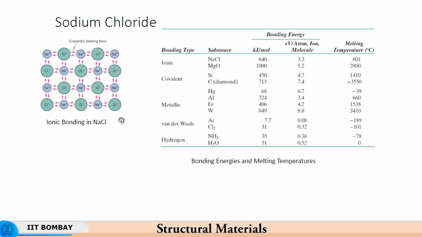Hydrogen bonds are typically involved where hydrogen is present, so ammonia and water are good examples of that. And again, bond strength, bond energy and the melting temperatures are easily correlated.